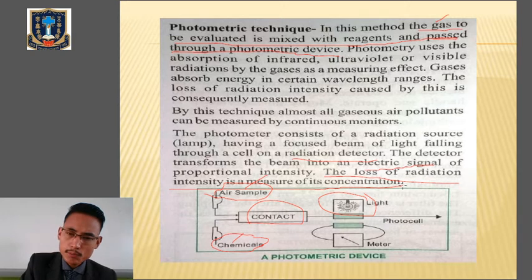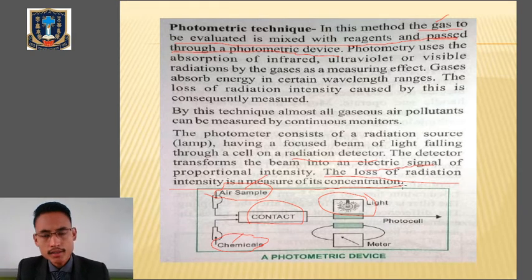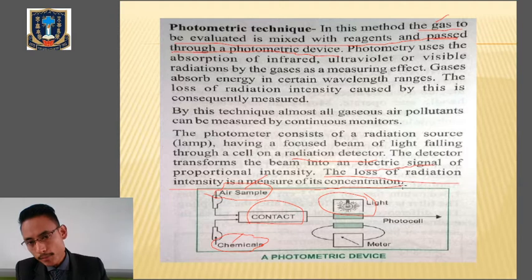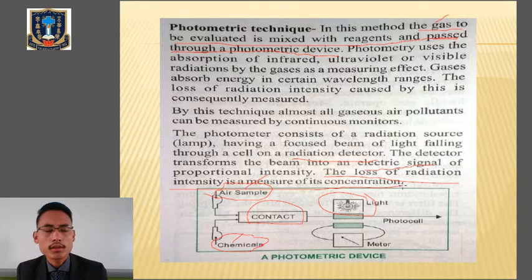So whatever type of pollutants are present in the collected air sample can be analyzed, can be monitored by the loss of intensity, in terms of loss of infrared or ultraviolet energy by the gases. Clear? So in this way, by the help of the photometric technique, we can analyze the ambient air sampling. So what are we doing in this technique? First of all, we collect the ambient air sample, we mix it with the reagent or the chemical, and we pass it through the photometric devices.